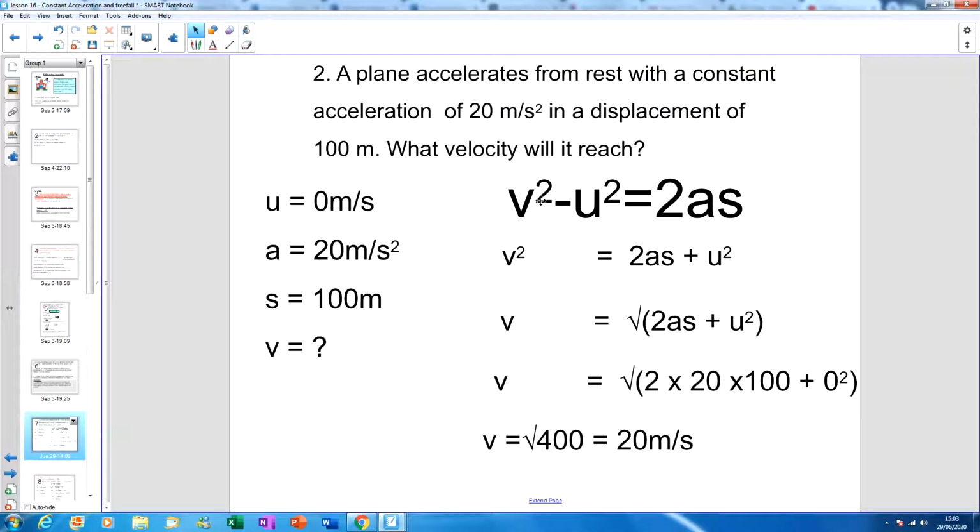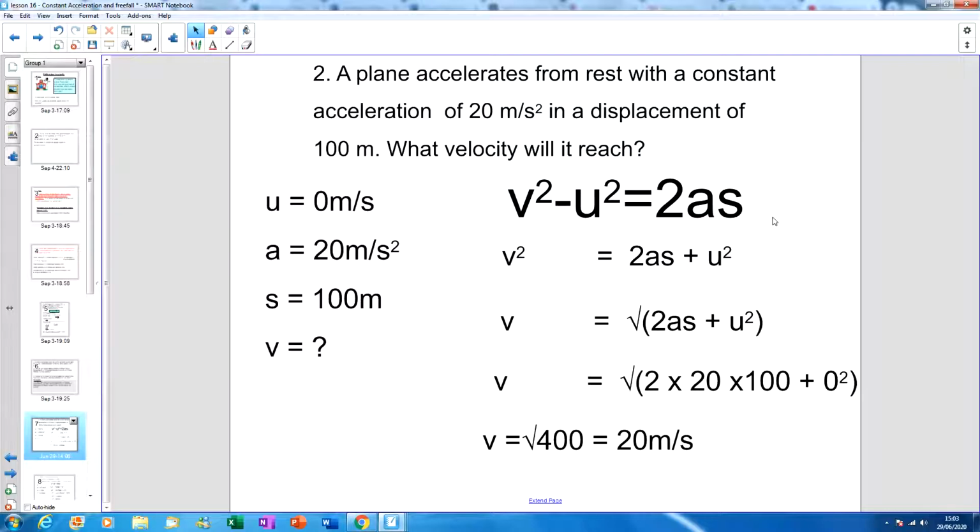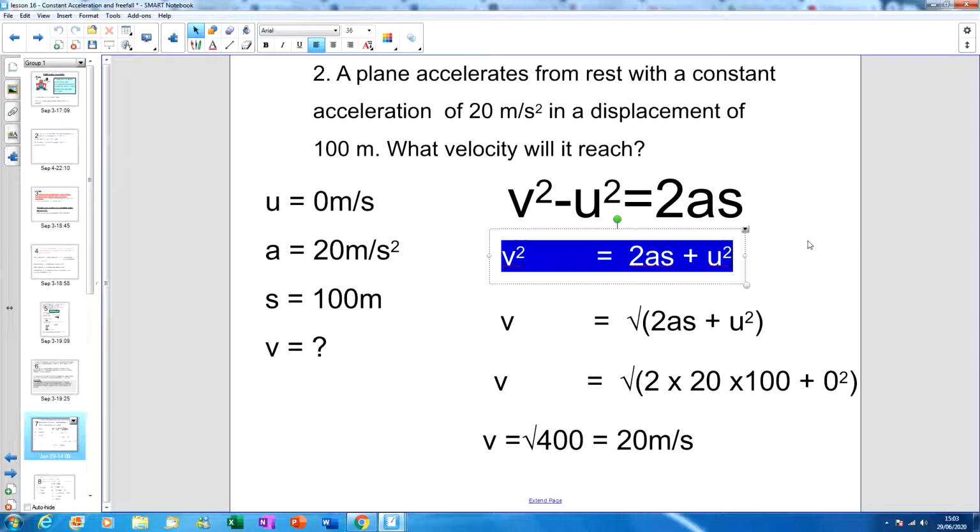Step 3, put down the formula, which I've done. And step 4, rearrange it. So we're after v here, or after this expression. So the first stage of getting it on its own is moving that u squared to the other side. So you have to do the opposite function on both sides. So the opposite to minus u squared is plus u squared. So if you add u squared to both sides, the u squareds cancel out on the left hand side of the equation, and your right hand side becomes 2as plus u squared.